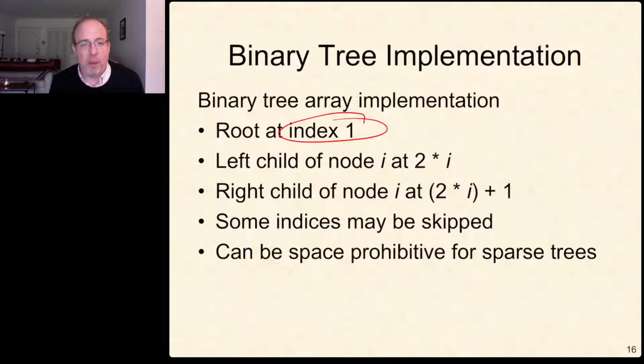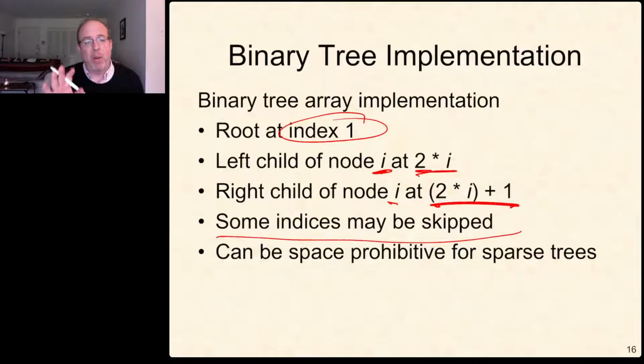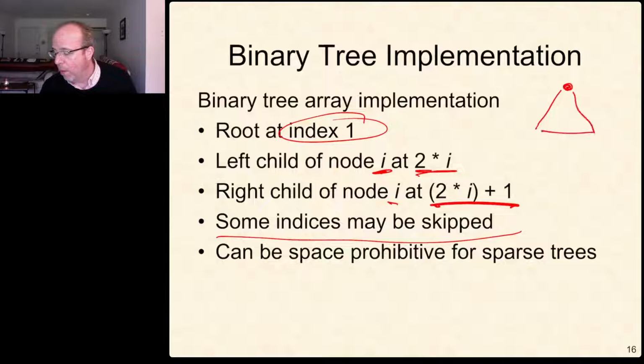The root was at index 1. The left child of any node at index I is 2 times I. The right child of any node at index I was 2 times I plus 1. Now the difference between a complete tree and in general a binary tree is that some of these indices might be skipped. Because in a binary tree we have a more constrained ordering among the elements than we do in a heap. So in a heap, the only constraint was the node rooted at any tree or subtree was more important than all of its descendants.